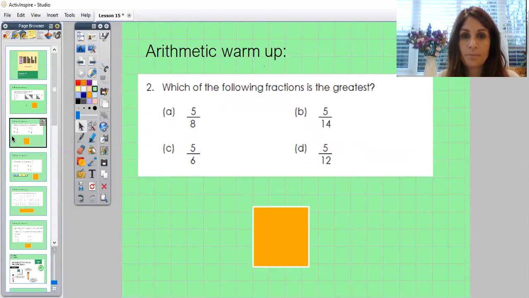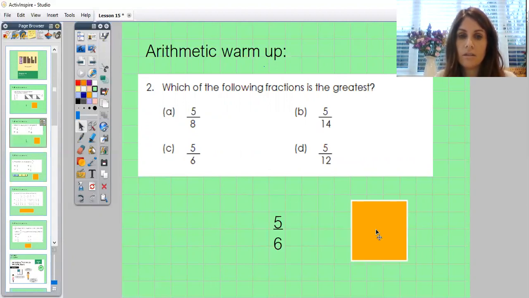Question number 2. Okay, which of the following fractions is the greatest, the largest? So have a quick go. Pause it if you need a bit more time. 3, 2, 1. Okay, hopefully you got the answer, 5/6. Now, just to quickly explain that for those of you who think that's not quite right.